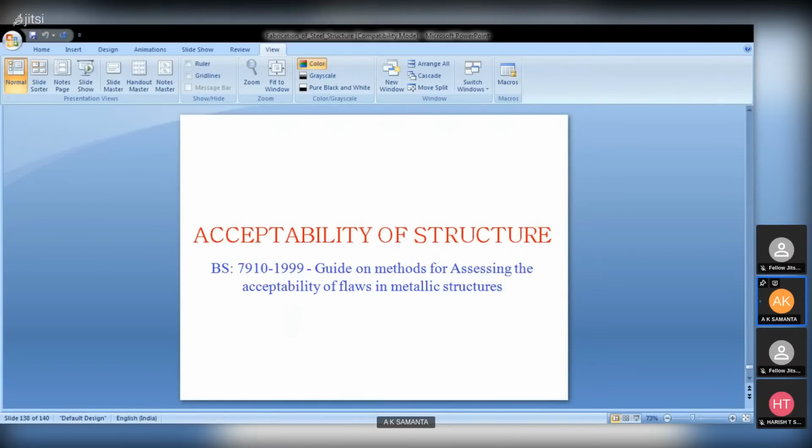So in a steel structure, after fabrication, if some flaw is detected, we really cannot reject the whole structure because it is a very costly asset for any country. So based on the flaw detected in the structure, whether the structure is acceptable or not, guidelines are given in this British standard 7910.